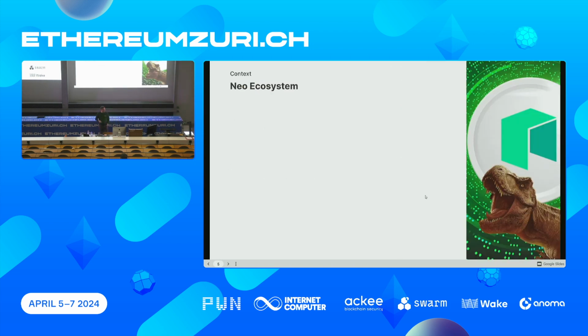So let's dive right in. The Neo ecosystem is quite a dinosaur in crypto. It's been here since 2014. Some of you might not recognize it because previously, pre-2017, it was called AntShares, and it did a rebranding in 2017. It aims to build a smart economy, and the main part of the Neo ecosystem is its blockchain, Neo N3.